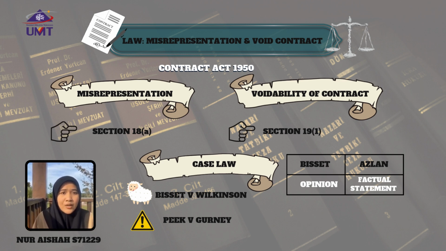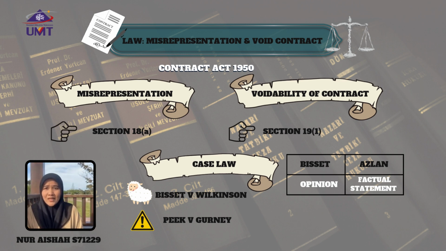In Bissett v. Wilkinson, the seller told the buyer the land could hold 2,000 sheep. This was an opinion, not a factual guarantee. So, the court decided that there was no misrepresentation. Compare this with Azlan's case, where the seller told him the land had exactly 100 palm trees per acre. This is not an opinion, it's a factual statement. If that fact turned out to be false, then it can be considered misrepresentation under Section 18A.